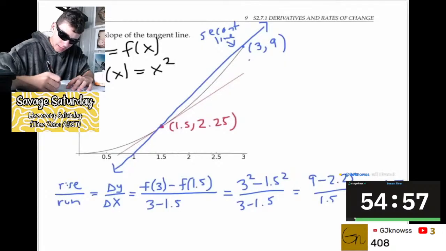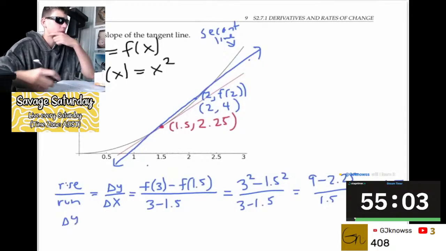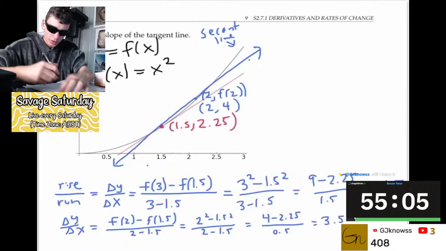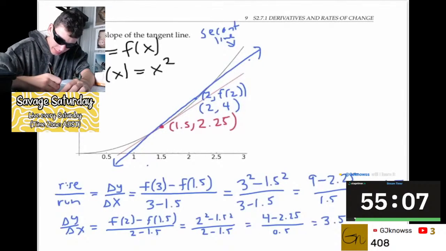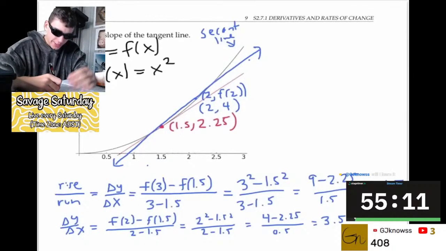So for example, I could use the point (2, f of 2), in other words, the point (2, 4), as my second point for my secant line. So let me draw that, and let me calculate its slope, which after some arithmetic is going to give me an answer of 3.5. Well, I can continue to pick second points for my secant line closer and closer to my first point, and I should end up with more and more accurate approximations of my tangent line.